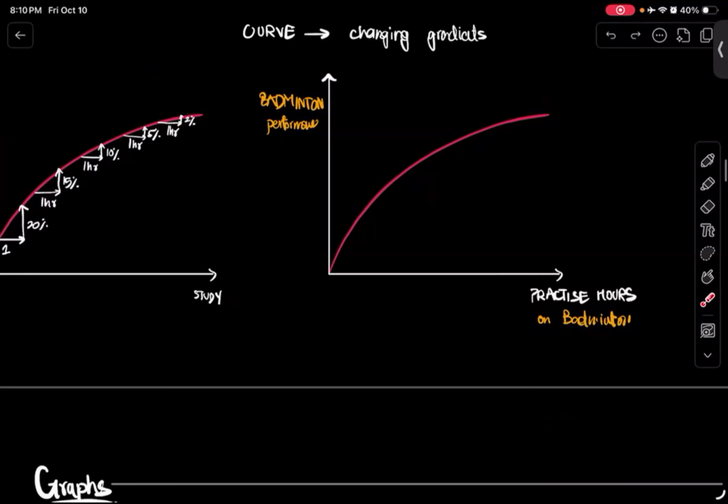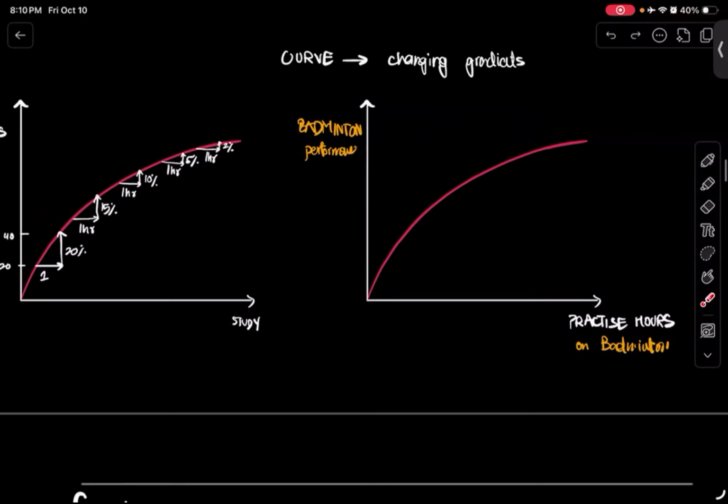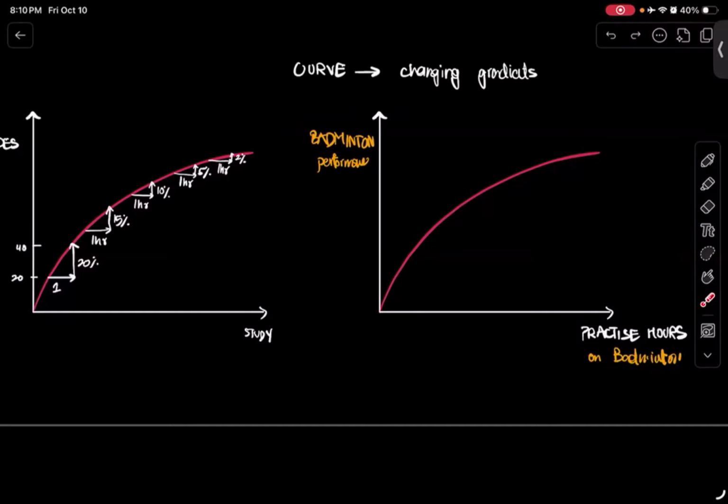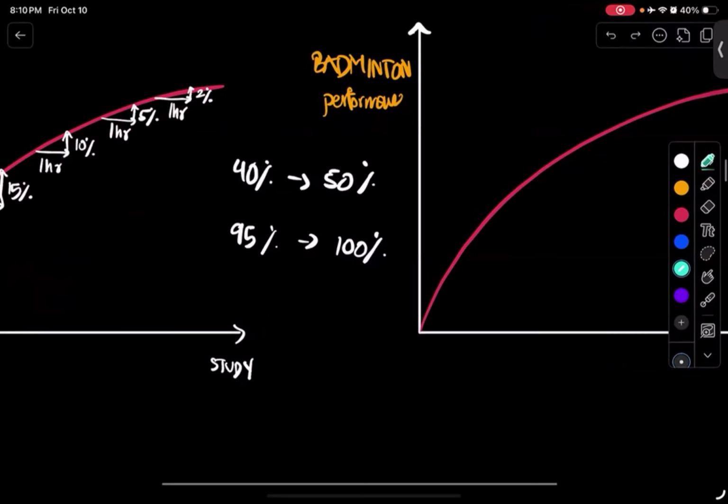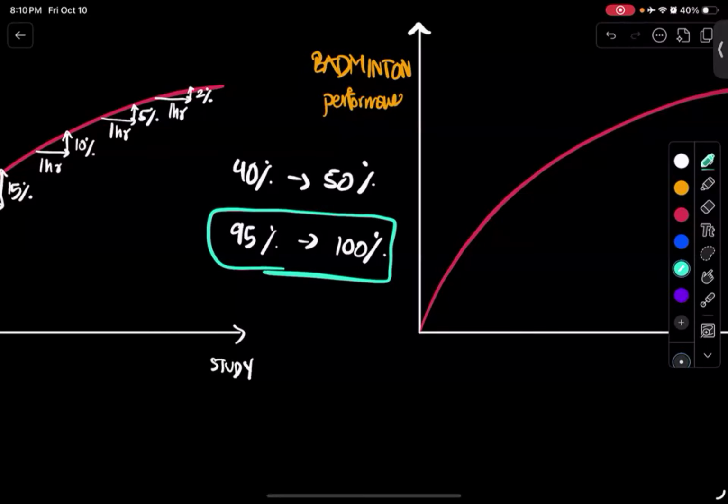To master the last part of any kind of performance, you've got to put in exceptional hours. That means if you want to go from 40% to 50%, it will only take minor effort. You could just start doing something a tiny little bit better and you will get so much better at it. But to get from 95% to 100%, you've got to put in hours and hours and hours.